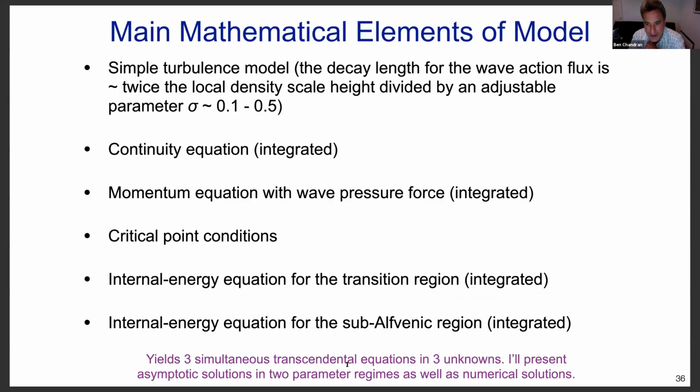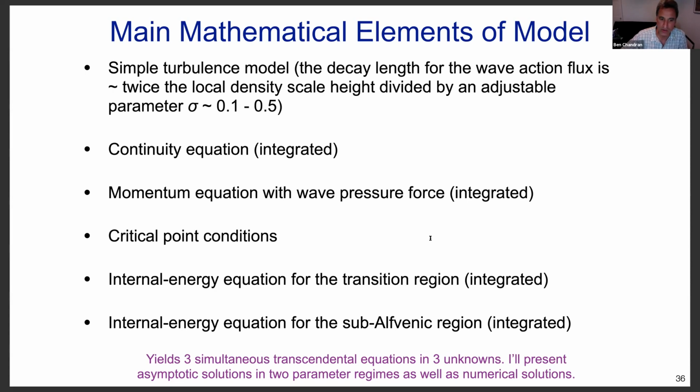So the main mathematical elements of this model are stated here. There's a simple turbulence model. So the decay length for the wave action flux, which would otherwise be a conserved quantity, the wave action, the decay length for it is twice the local density scale height divided by an adjustable parameter that I call sigma, which you can vary to reproduce different types of solar wind.